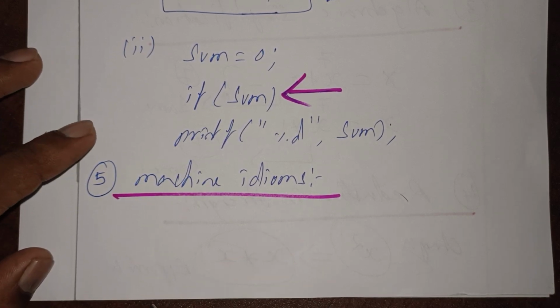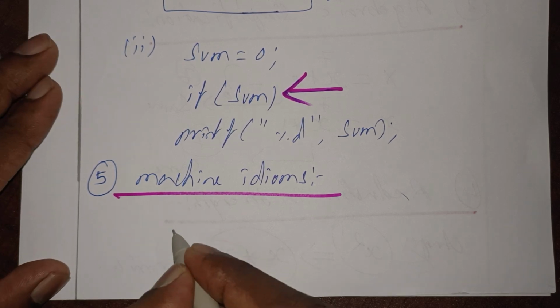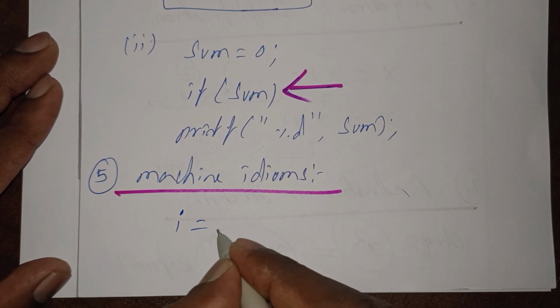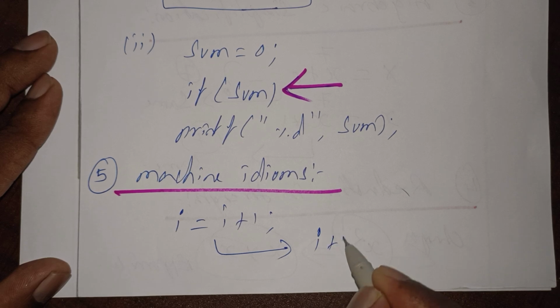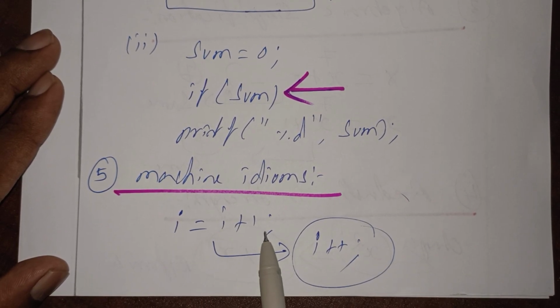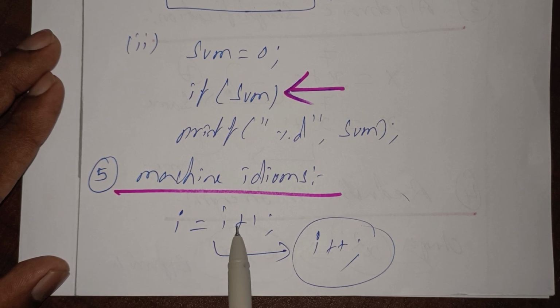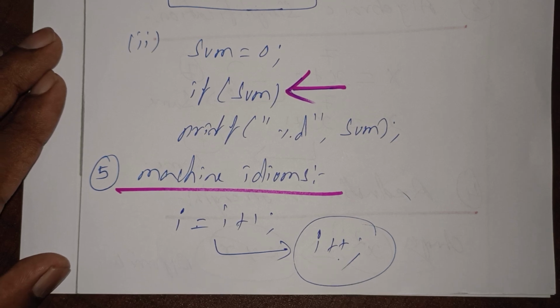So here also you can check it. We can reduce something higher into the lower part. Say for example, i is equal to i plus 1. Can we reduce this? Yes, it is possible. i plus plus. Here you can see this is the reduced part. i is equal to i plus 1 has two operands and one operator. But here the assignment operator is also used, but simply it is incremented.